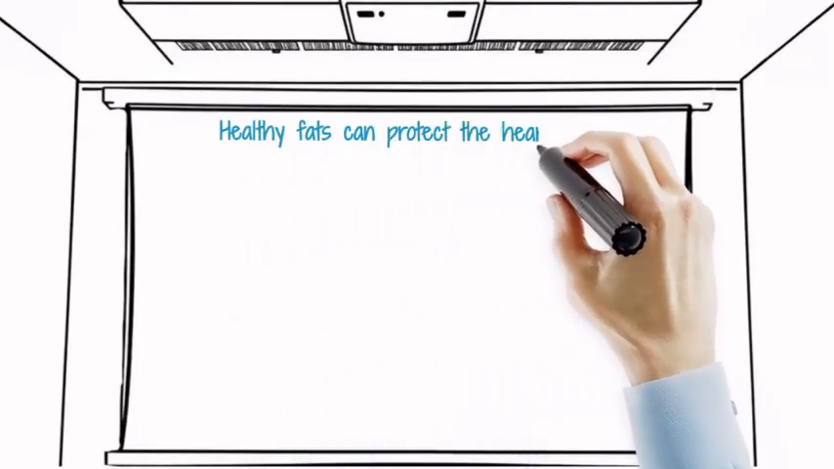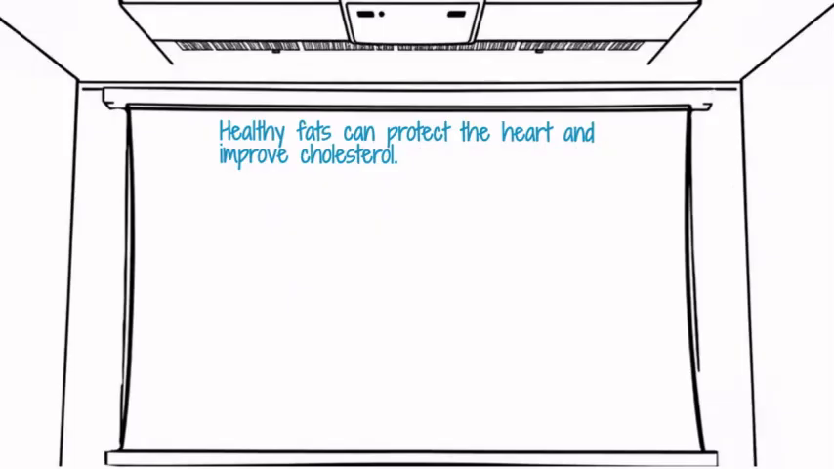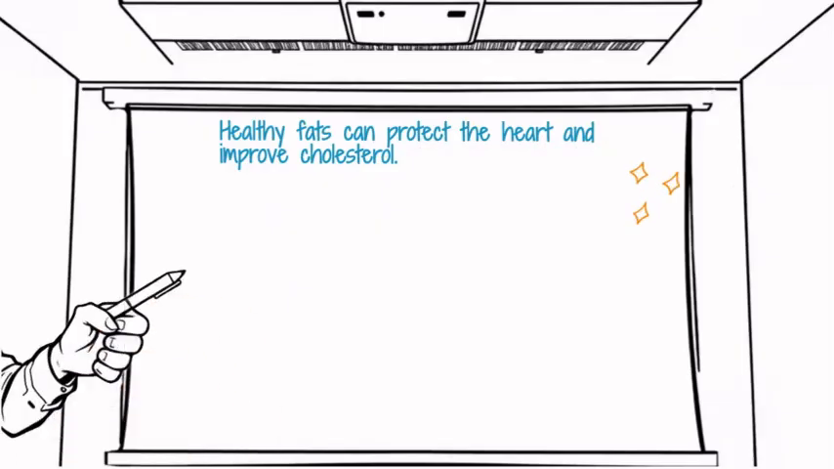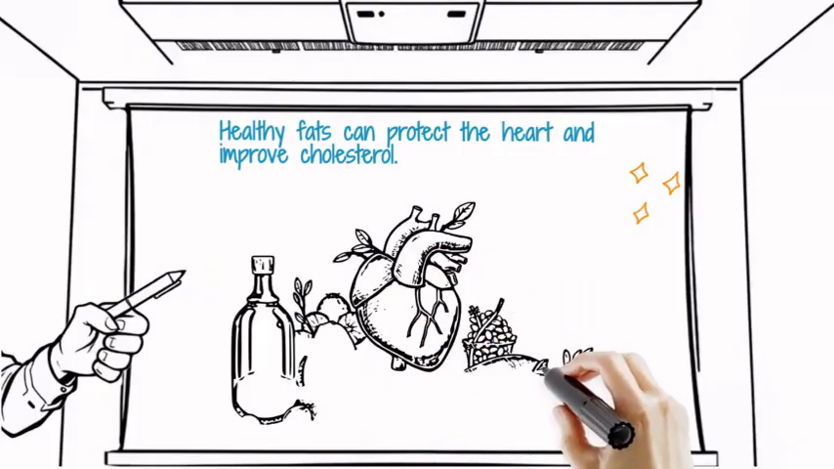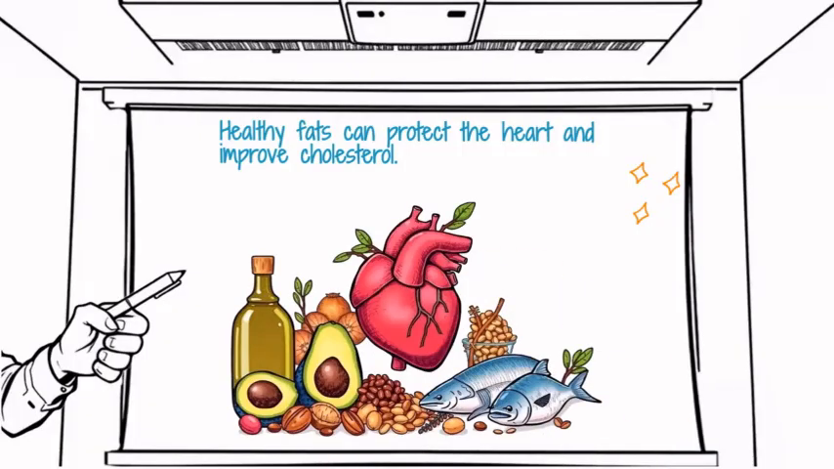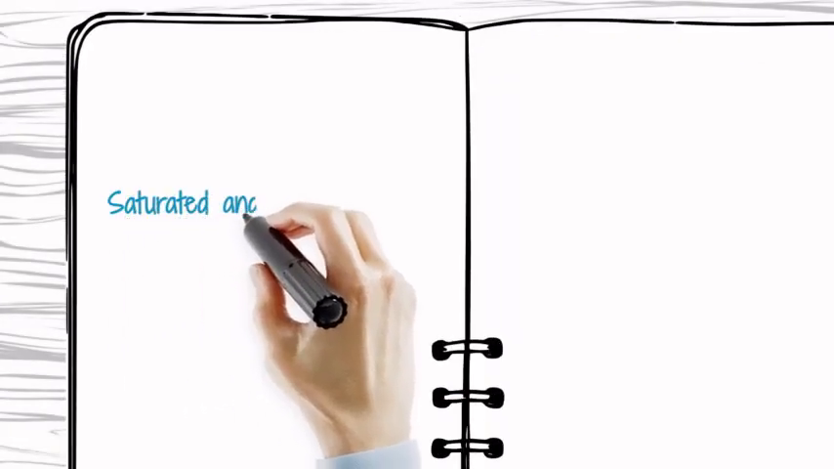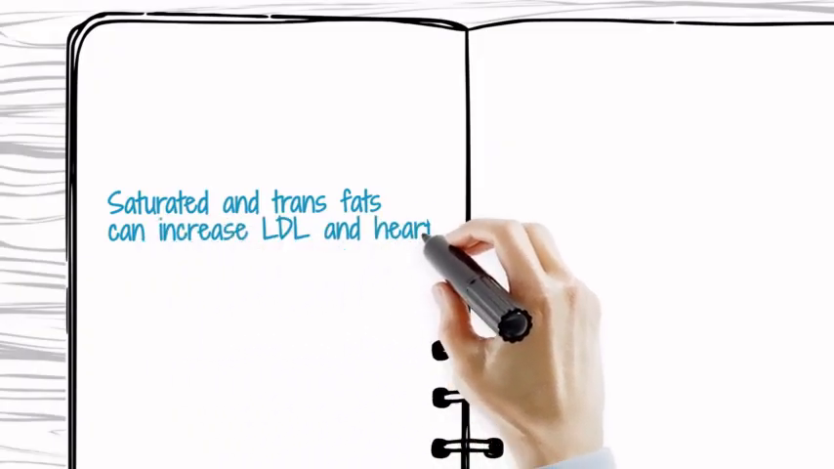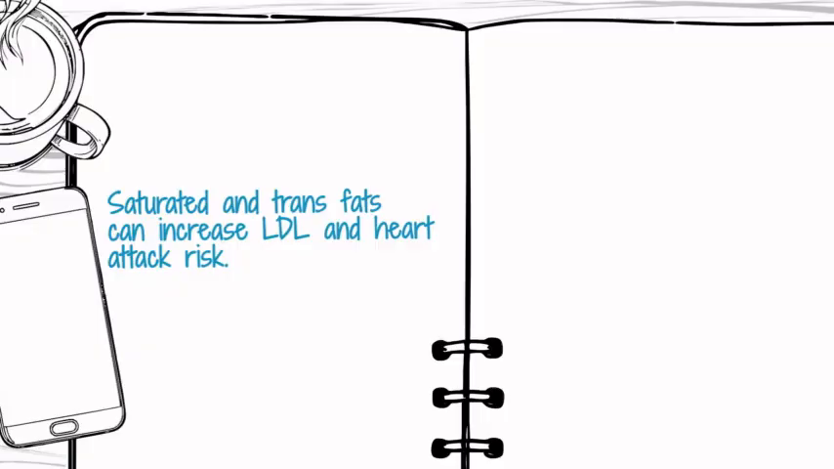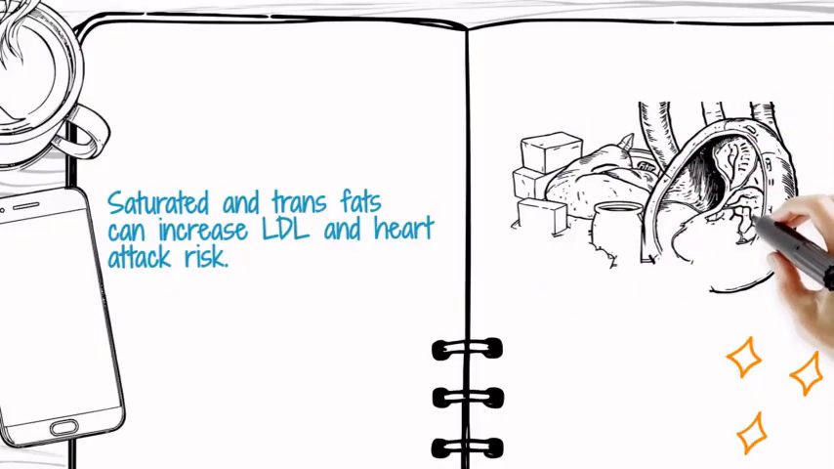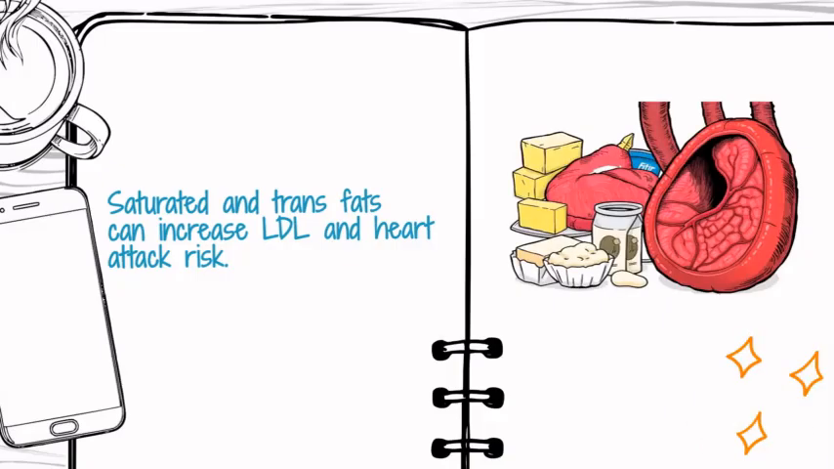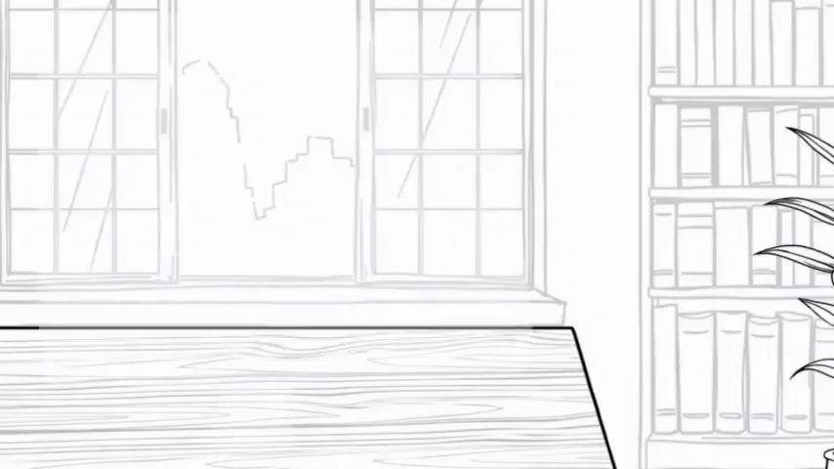Fats are often misunderstood. Unsaturated fats found in olive oil, avocados, nuts, seeds, and fatty fish can actually protect the heart by improving cholesterol levels and reducing inflammation. Saturated fats, found in butter, fatty cuts of meat, and full-fat dairy, can raise LDL cholesterol in many people, which may contribute to plaque buildup in the arteries. Trans fats are the worst of all and should be avoided because they strongly increase heart attack risk.